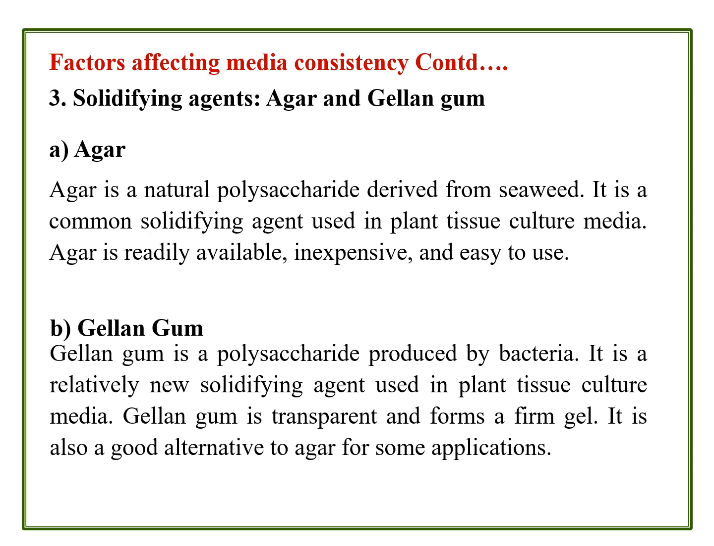Let us compare gellan gum and agar. Agar is a natural polysaccharide derived from seaweed, whereas gellan gum is also a polysaccharide, produced by bacteria. So it is a relatively new solidifying agent used in plant tissue culture media preparation, and it is transparent and forms a film gel. Whenever hardwood yielding plantations are to be propagated through callus culture or suspension culture, gellan gum is frequently used.